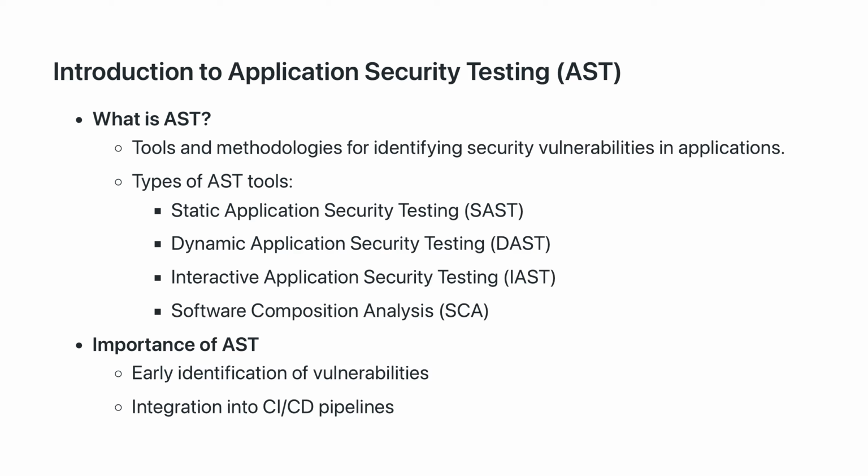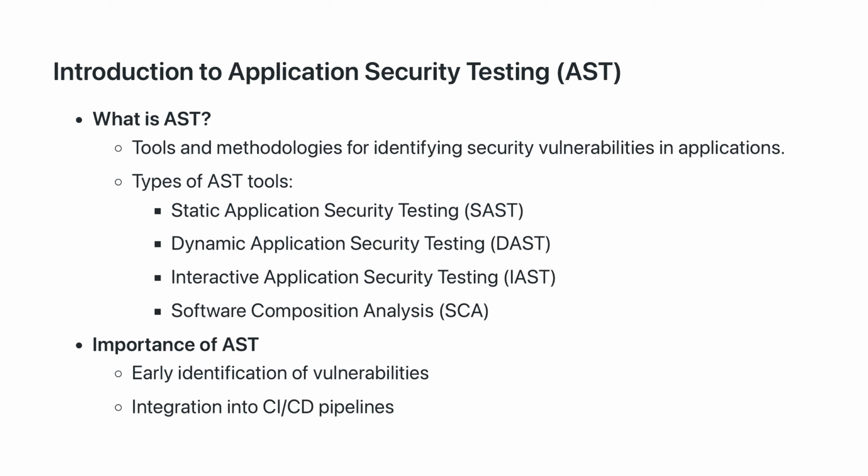In this section, we'll delve into application security testing, AST. Understanding AST is crucial for maintaining robust security within your applications. First, what is AST? Application security testing involves using various tools and methodologies to identify security vulnerabilities within your applications. There are different types of AST tools, each serving a unique purpose.